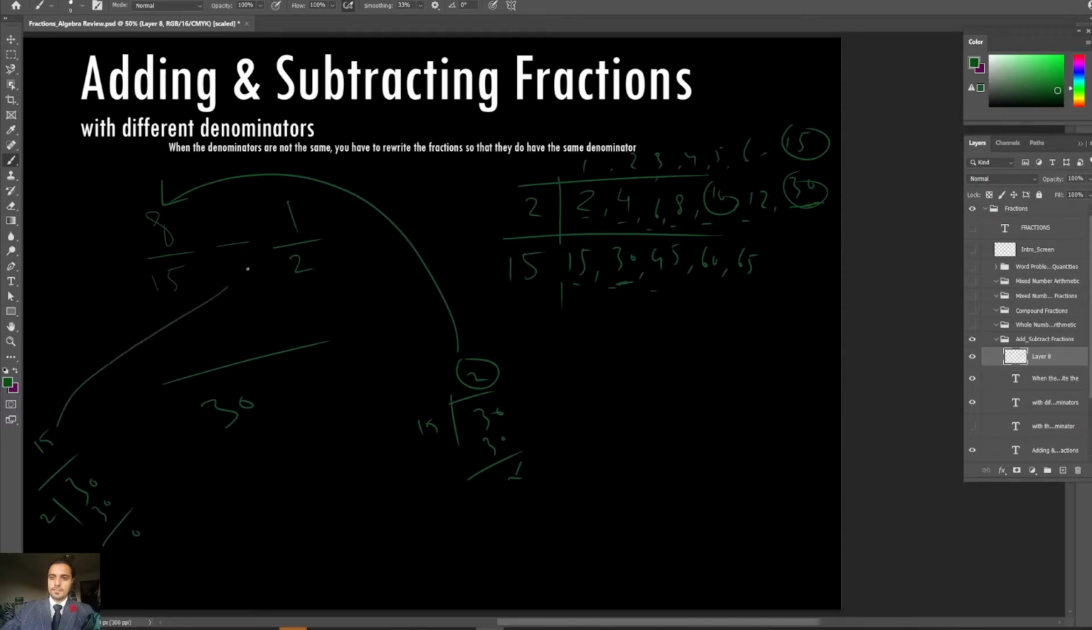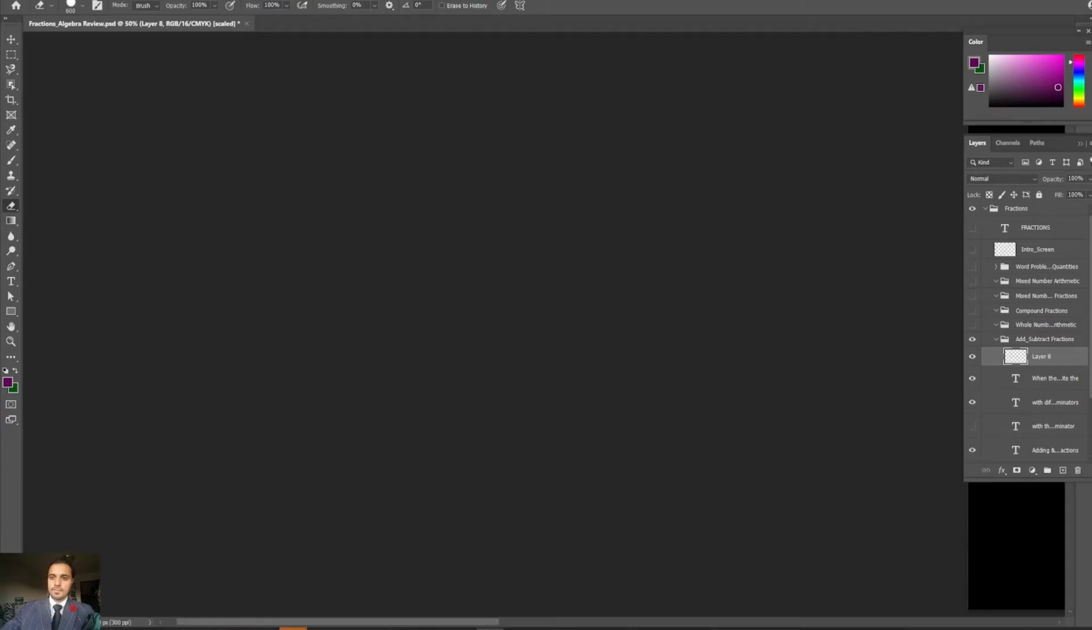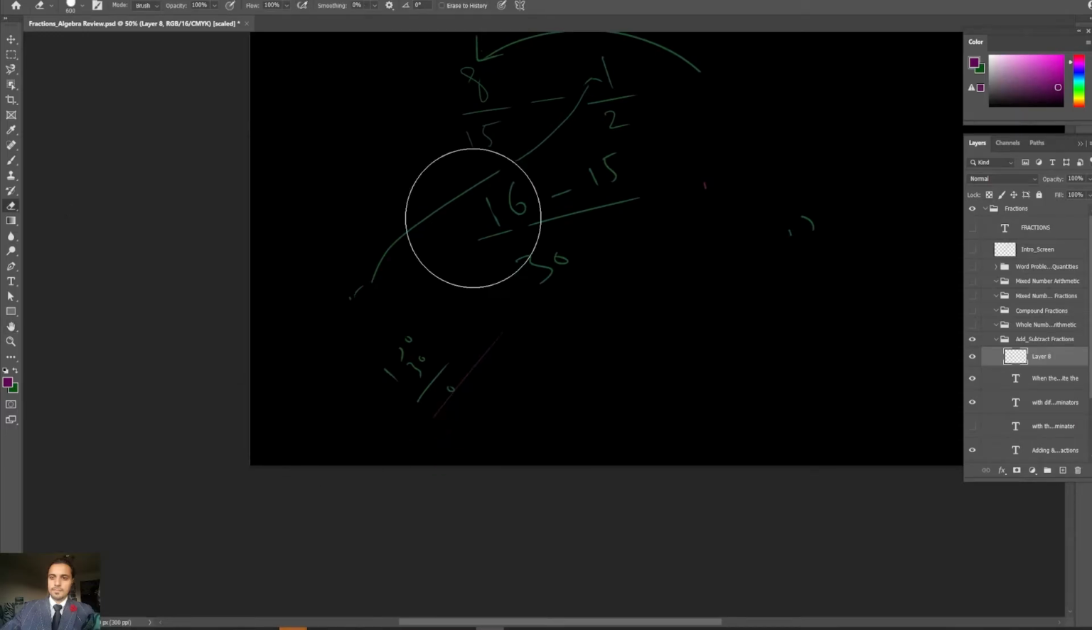So this 15 multiplies with this one. So 8 times 2 is 16, minus 1 times 15 is 15. So our answer is 1 over 30. Okay, so if this is still confusing, we're going to do a few more questions. It's going to become a lot easier. I'm going to also show you a little trick for finding the common multiples. All right, so we're almost there.